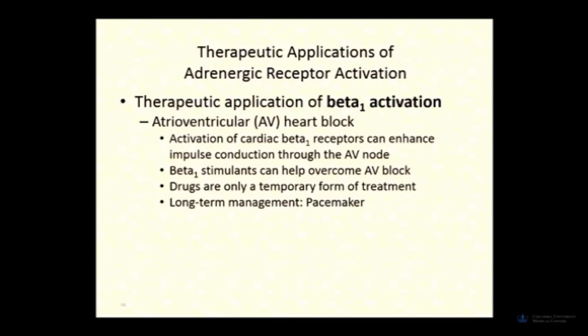And ventricular contraction. So some individuals have a heart block where the tissue in and around the AV node, including the AV node, has maybe died as a result of heart attack or been impaired because of myocardial infarction or heart disease. And so you can't propagate the action potential at the AV node. So beta 1 activation can help stimulate the AV node and treat AV nodal heart block. Okay. So the drugs are really only a temporary form of treatment, but the long-term management is really a bridge to insertion of a pacemaker that can initiate the action potential at the AV node in a sustained long-term way.